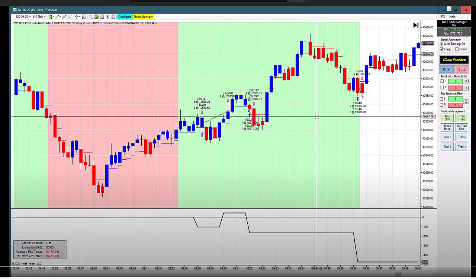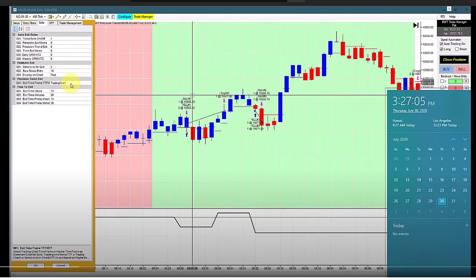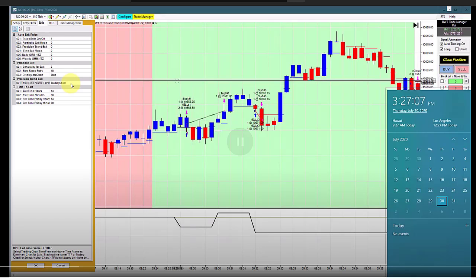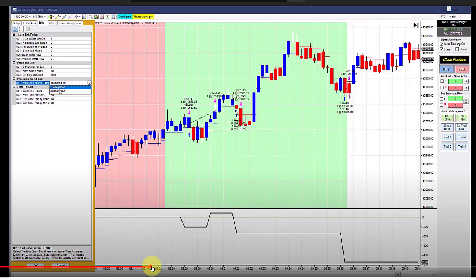Now the mistake I made is here. I had set this setting right here to trading chart, and it should be anchor chart. In other words, I was stopped out on this trade here because of red bars. If it's set to anchor chart, it will ignore the red bars, and I wouldn't have gotten stopped out here, and I would have hit my target here and probably my daily target, and I would not have had a loss for the day.